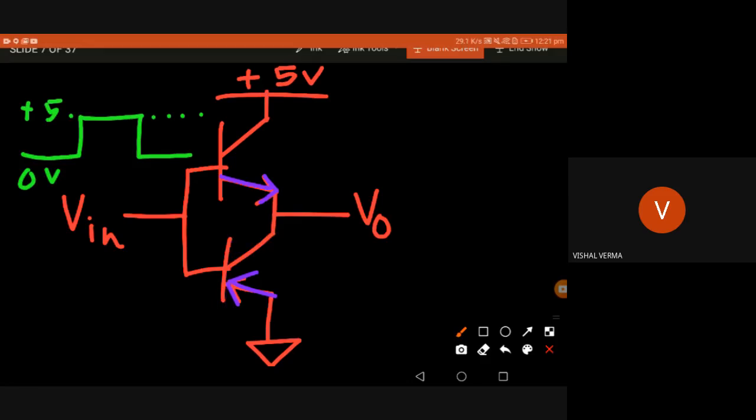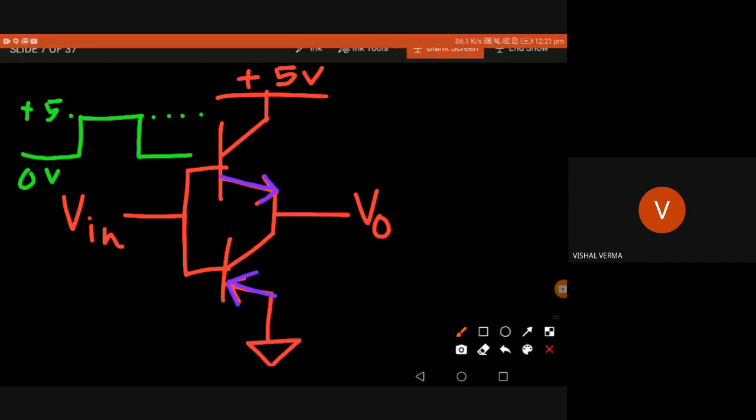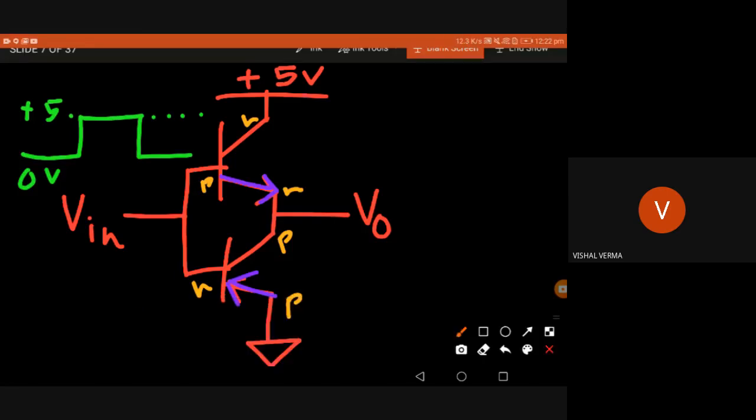Okay, I'll just name it. This is how to name it. This is P. This is N. So this is NPN, and this is P. This is N. So this is PNP. So I name this transistor as NPN BJT N1, and this I name it as P1.